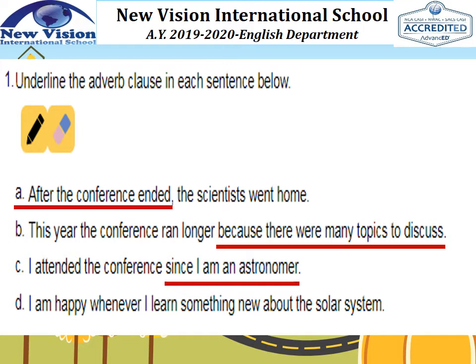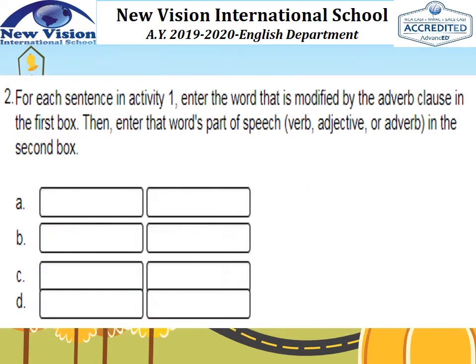And I am happy whenever I learn something new about the solar system. Where is your subordinating conjunction? Very good. To make up your adverb clause, we have whenever up until solar system. Good job, students.